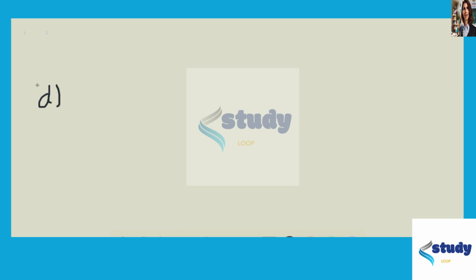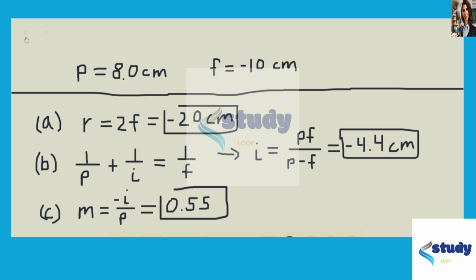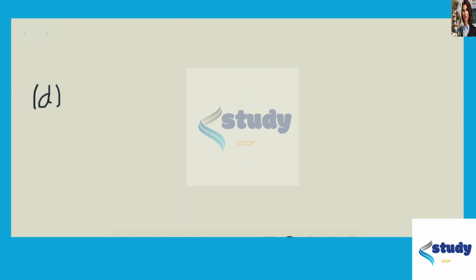Part D wants to know if the image that is formed is real or virtual. So to do that, we just have to look at the value, positive or negative, for i. Since i is negative, but p is positive, that means i is virtual. So we can say that since i is negative, the image is virtual.